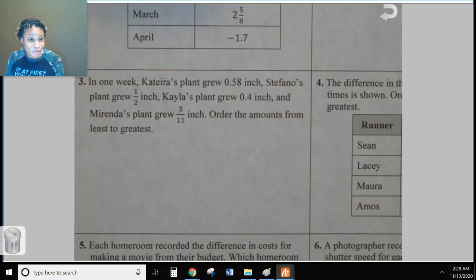I do not know these children's names. I will probably jack them up. I'm going to make some of them up, but we're just going to flow with it, okay? In 1 week, I'm going to make this Katarina. I don't know how you spell Katarina.